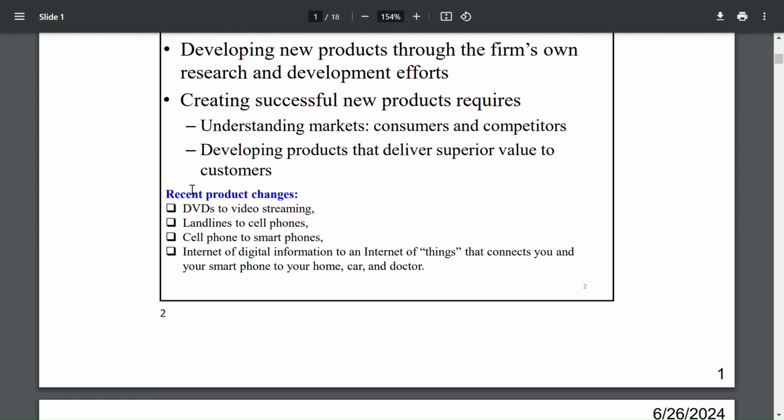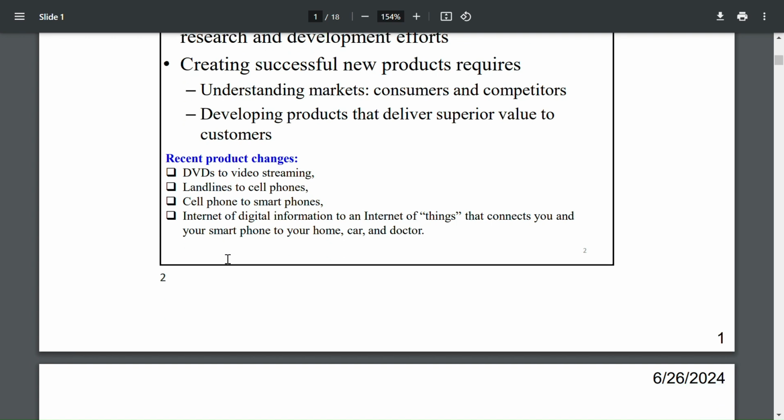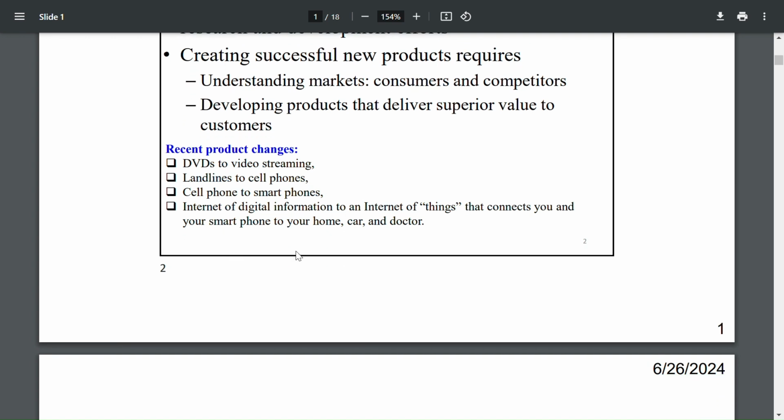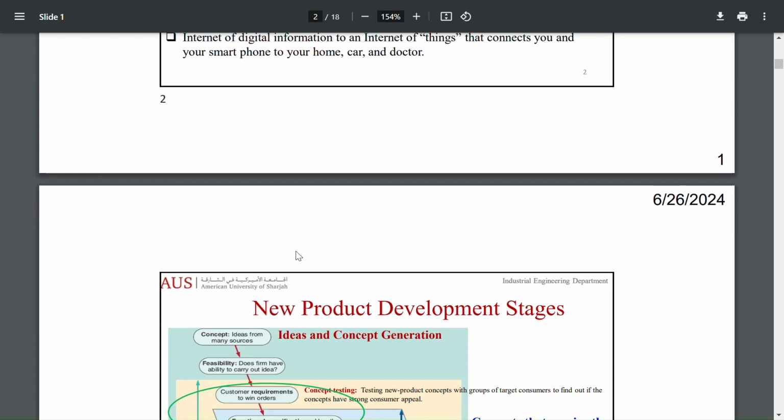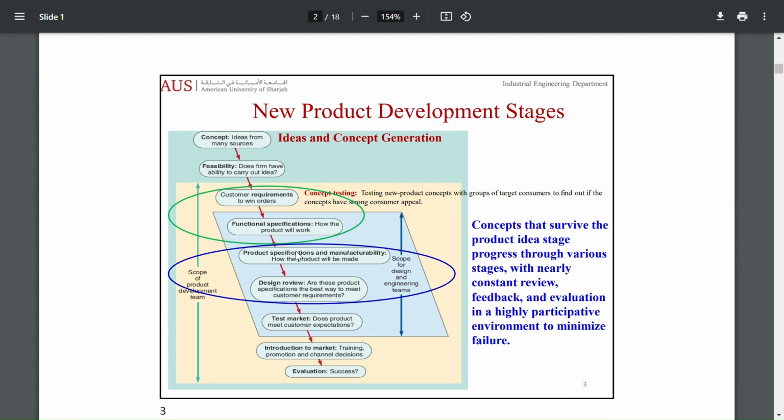So some product changes. Some examples are DVDs to video streaming, landlines to cell phones to smartphones, and then the Internet of Digital Information to an Internet of Things that connects you and your smartphone to your home, car and doctor, etc., all your appliances at home.